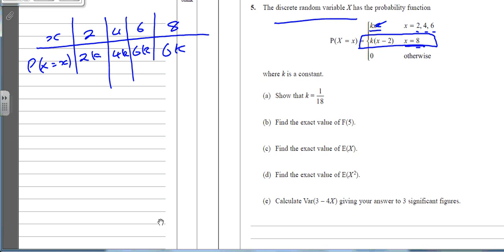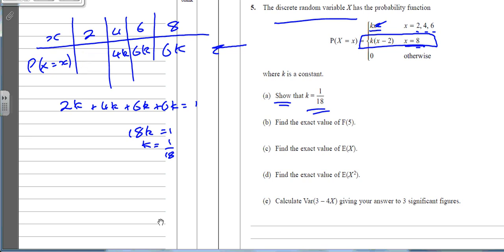Now, just like the previous 2 questions, if we add this bottom line of probabilities up, it has to add up to 1. Because this is a show-that question, you want to put in a few more workings. So 2k plus 4k plus 6k plus 6k equals 1. So that's 12, 16, 18k equals 1. So k equals 1 over 18. And that's it. So then we can replace our table here.